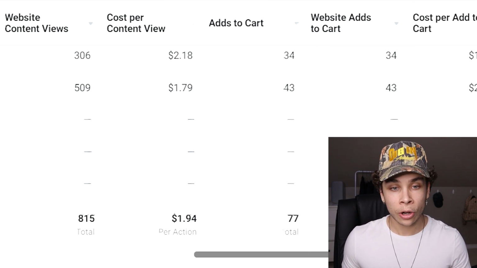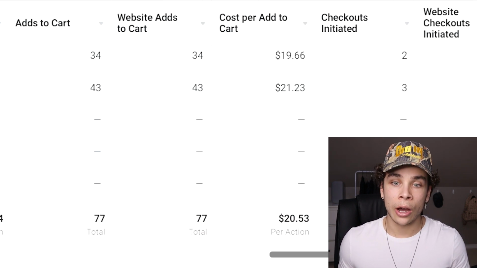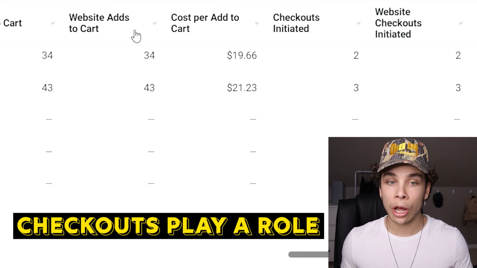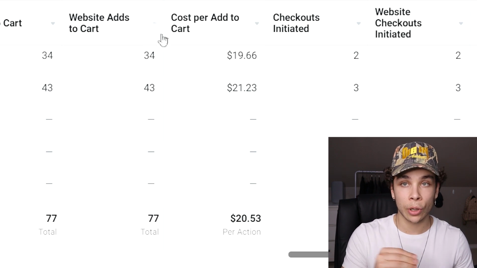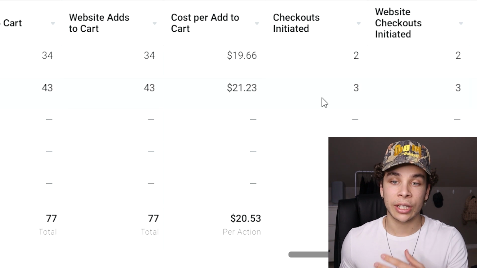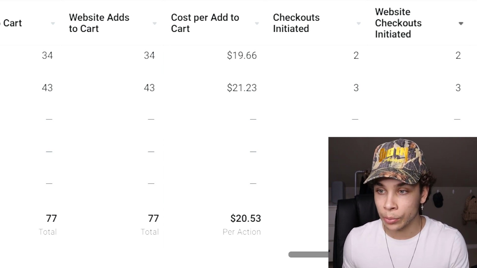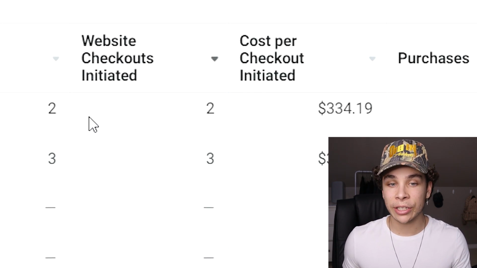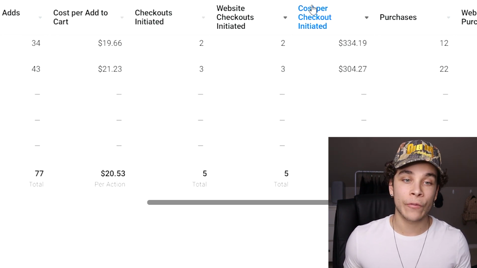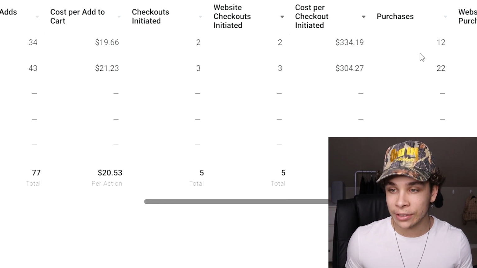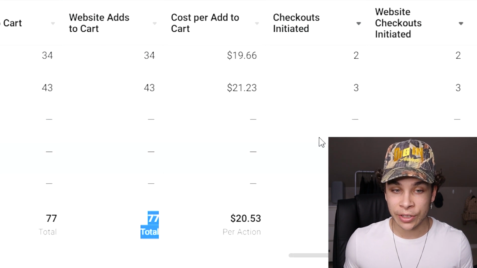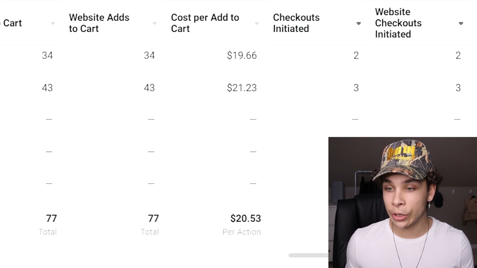Now, as we carry along, I would usually say checkouts play a role, but in this case in particular, we've been experimenting a lot with the buy it now or sending people directly to our checkout page. So they don't actually have to go through that initial checkout process, and they go straight from the cart to the purchase. That's why we're not seeing many checkouts here, and we're seeing 34 add to carts translate straight into 12 purchases, and 43 add to carts translate straight into 22 purchases. This is actually pretty solid for the most part. Overall, we see here 77 add to carts into 34 purchases.